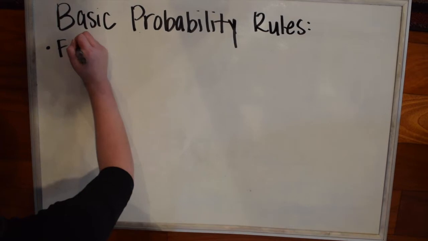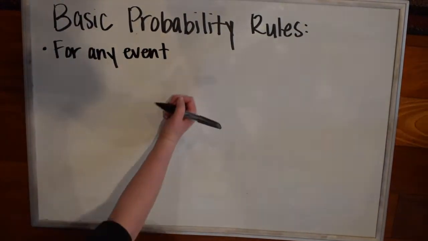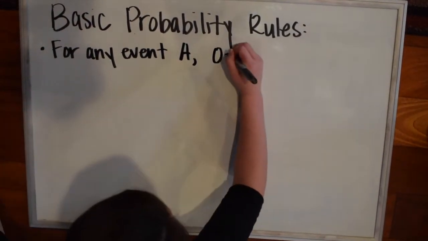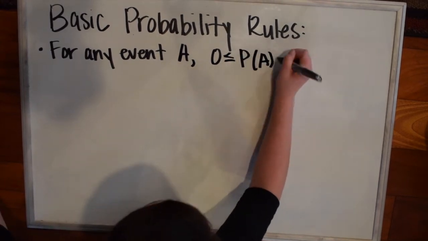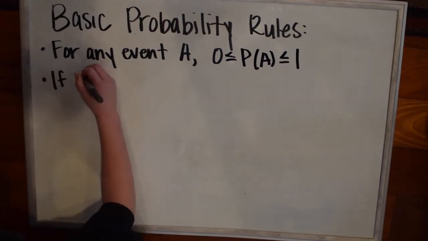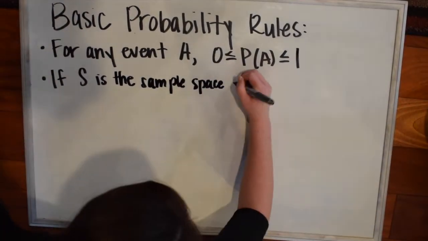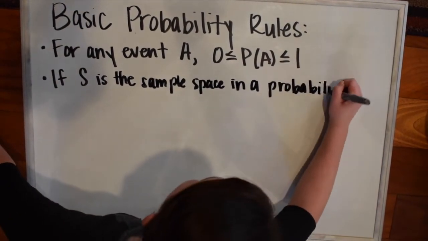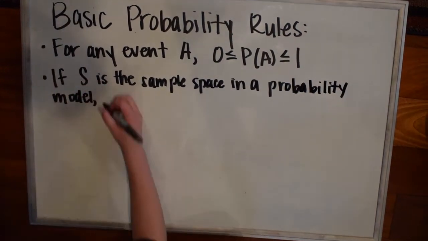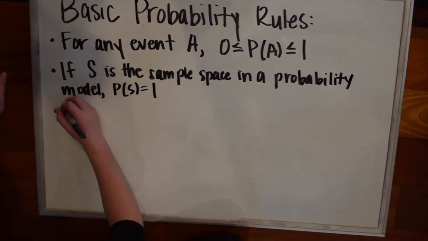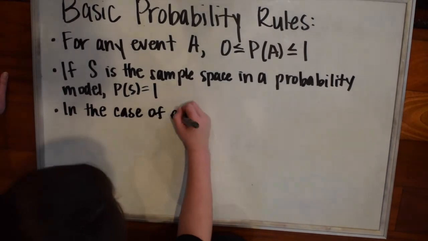Probability rules. For any event A, 0 is less than or equal to the probability of A, which is less than or equal to 1. If S is the sample space in a probability model, the probability of S is equal to 1. In the case of equally likely outcomes, the probability of A equals the number of outcomes corresponding to event A over the total number of outcomes in the sample space.